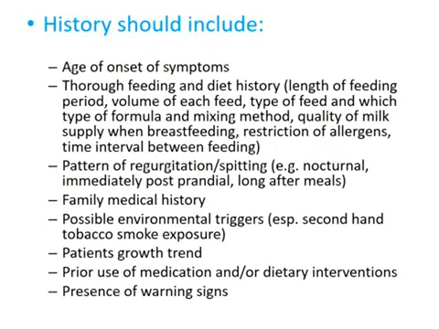When we take the history, it is very important to take a very detailed history. We need to know the age of onset of the symptoms, and we need to know a lot about the feeding. If it's a child who's on formula milk, we need to know what type of milk the patient is getting. How are they mixing the formula? How much is the child drinking with each feed? How often is the child feeding?